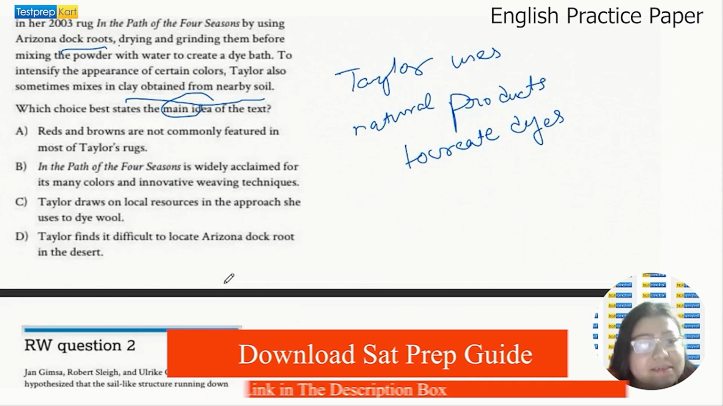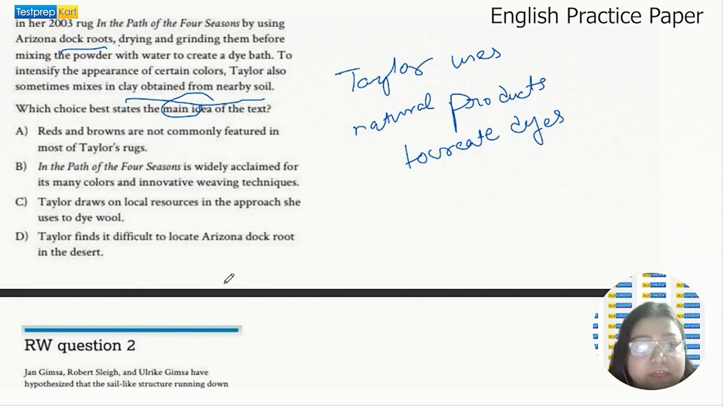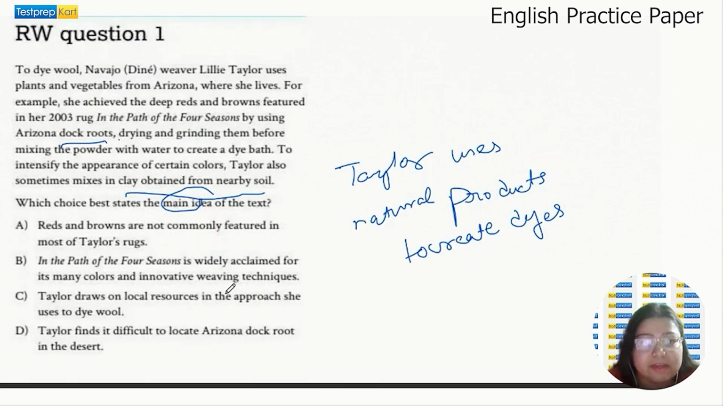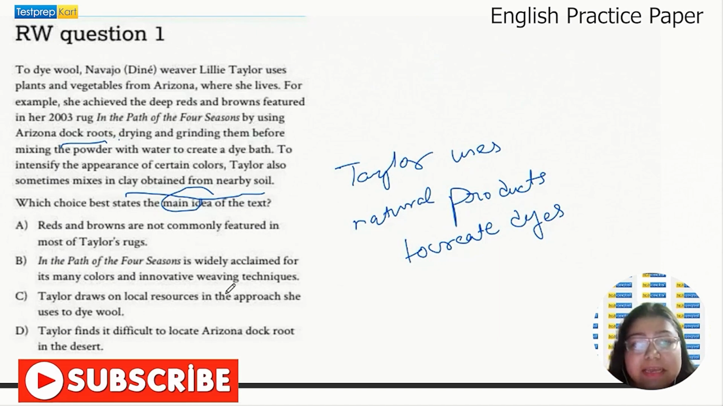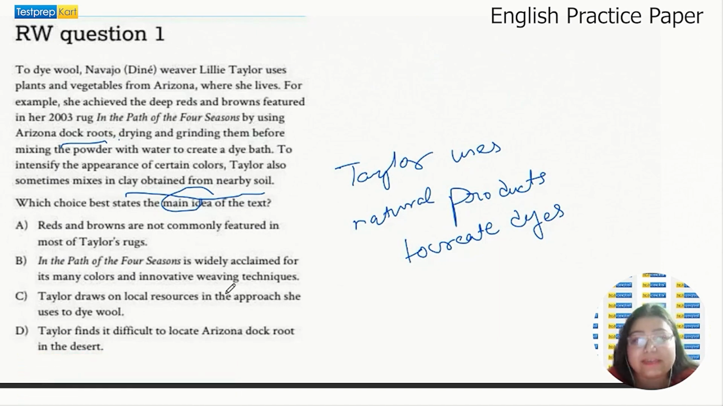All right, A says reds and browns are not commonly featured in most of Taylor's rugs. Let's look at the passage again. So she's saying, for example, she achieved the deep reds and browns featured in her rug in the Path of the Four Seasons. So it is clear from the passage that she does use red color, and she has used red color. So that means A is incorrect.